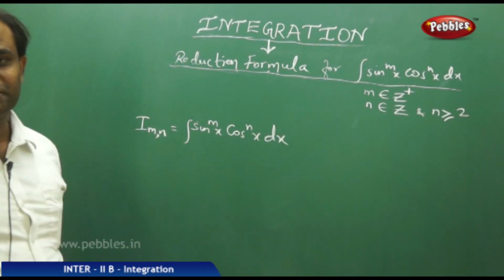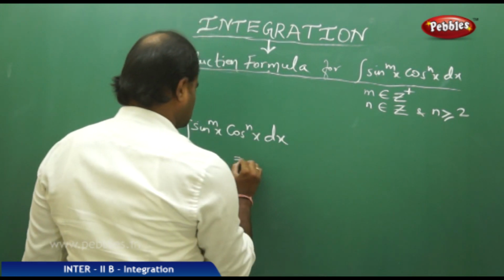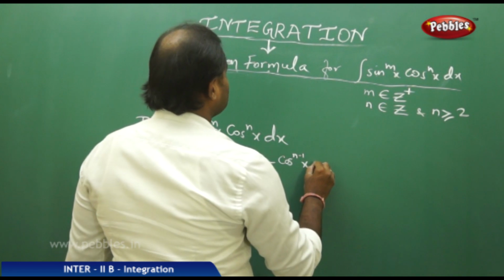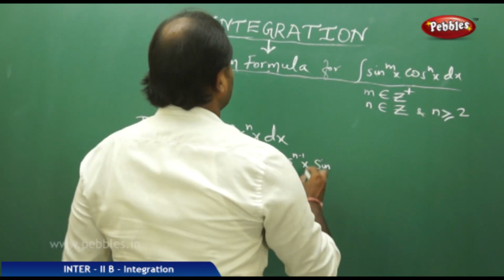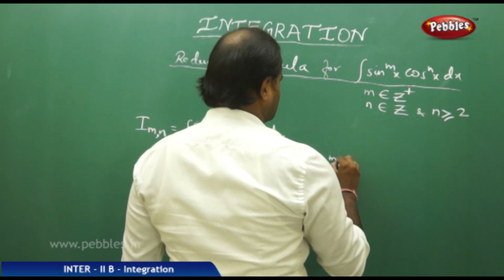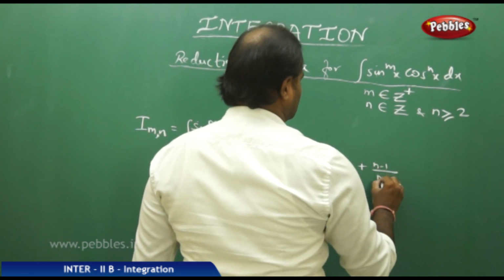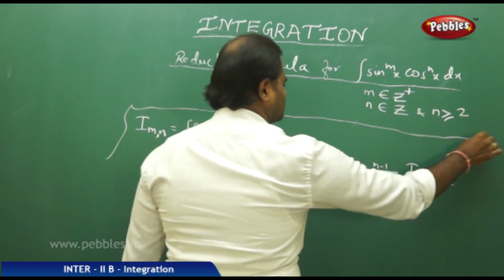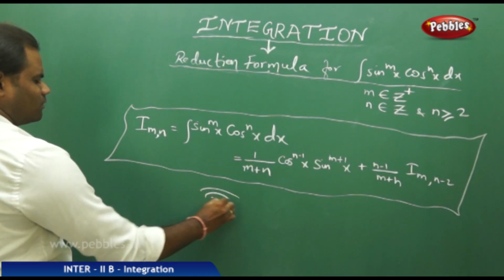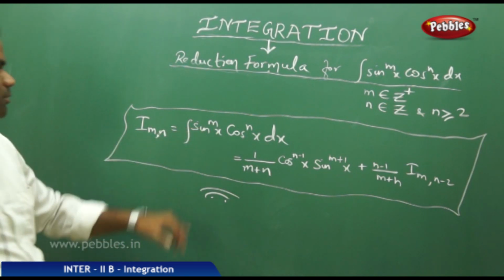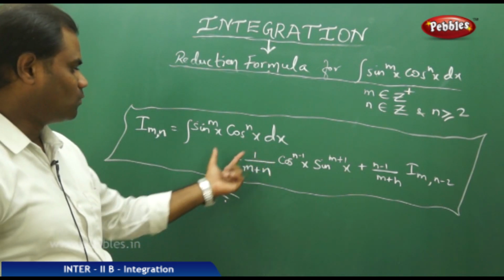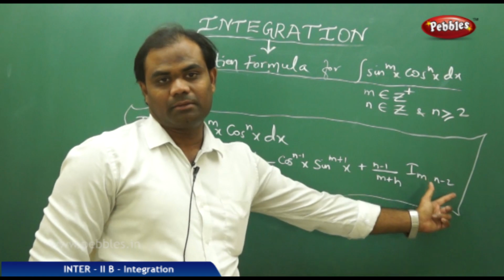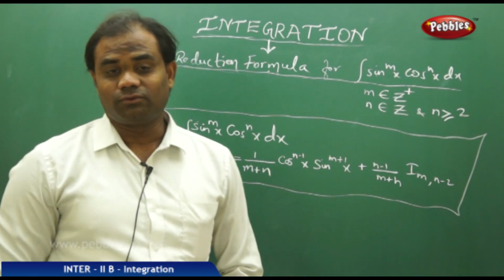Now Imn is the integral which, on reduction through integration by parts, leads to the answer as 1 by m plus n cos power n minus 1 x sine power m plus 1 x plus n minus 1 by m plus n Im n minus 2. This is how we get the reduction formula for Imn, integral sine power mx cos power nx dx, as 1 by m plus n cos power n minus 1 x sine power m plus 1 x plus n minus 1 by m plus n Im n minus 2.